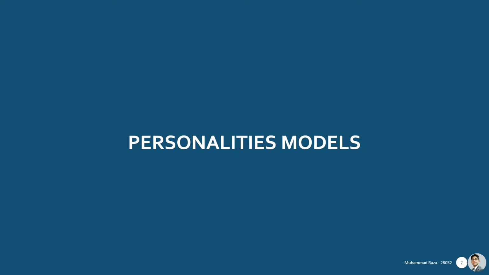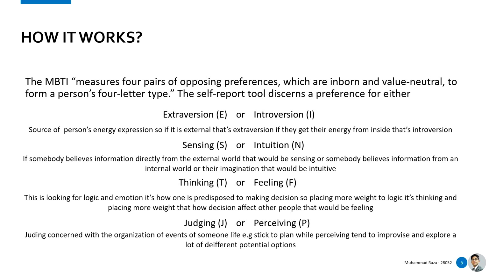After reviewing the models, I decided to choose MBTI, which is a widely used personality model, and approximately 2 million plus people complete the MBTI each year worldwide, and 50 million people have taken the test since 1962. Now it's time for a little introduction of MBTI, and how it categorizes personalities. The MBTI measures 4 pairs of opposing preferences which are inborn and value neutral to form a person's 4-letter type. The first one is extroversion versus introversion, the second one is sensing versus intuition, the third one is thinking versus feeling, and the fourth one is judging versus perceiving.